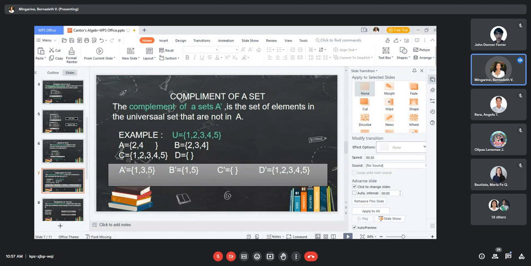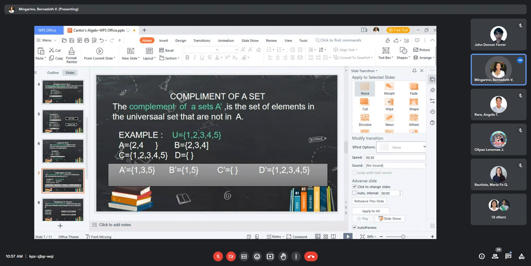And complement of set B, kapag sinabi natin complement set B, balikan natin ang B, meron siyang 2, 3, 4. So ano ang wala sa B pero nasa universal set? Wala siyang 1 and 5. The complement of B is equal to 1 and 5. Complement of set C, balikan natin si C.